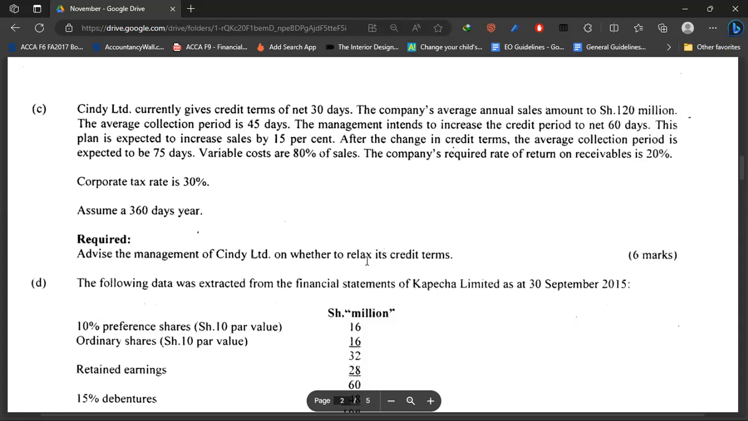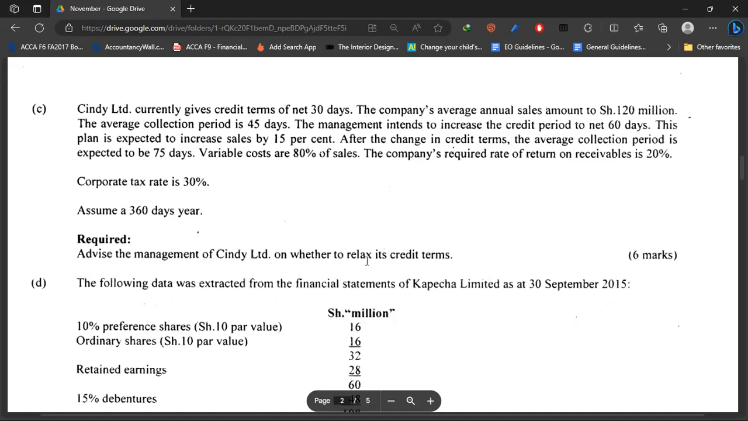The question is being brought looking like this. Cindy Limited currently gives credit terms of net 30. The company's average annual sales amount to 120 million, right? The average collection period is 45 days. The management intends to increase the credit period to 60 days. This plan is expected to increase the sales by 15%. But after the change in the credit terms, the average collection period is expected to be 75 days. What about the variable cost? The variable cost will be 80% of the sales, and the company's required rate of return on receivables will be 20%.